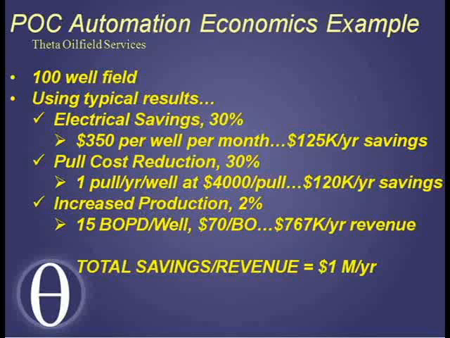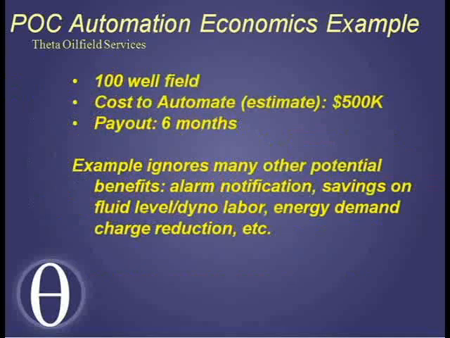And 100 wells with an average production of 15 barrels of oil per day, which is probably typical of a lot of the wells in the United States. So these are the kind of economics. This is the savings or revenue that can be derived from that, if you automate 100 wells.